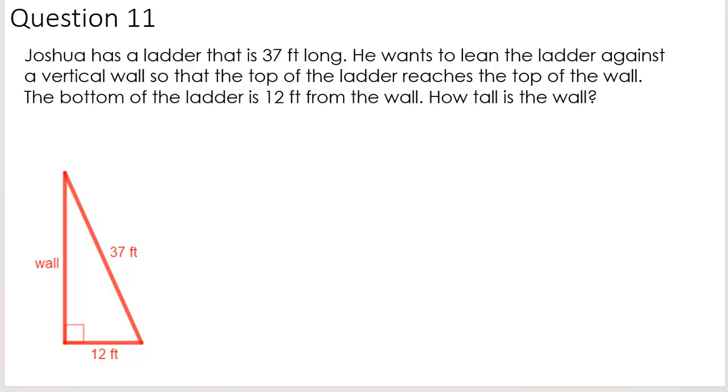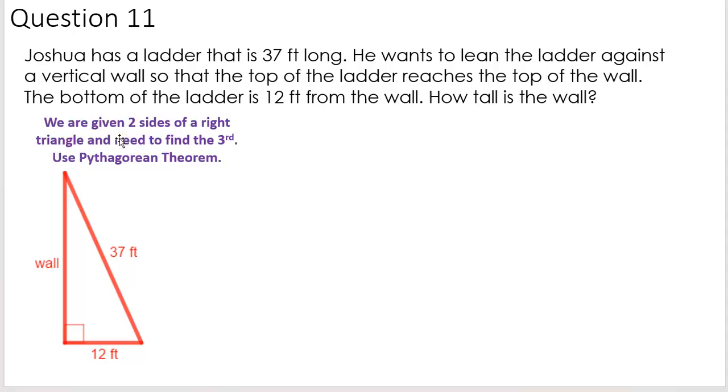You're given one angle, it's 90 degrees. You're given two sides. You need to find that third side. Okay, so when we're given two sides of a right triangle and need to find the third, we're going to use that Pythagorean theorem. So we got a squared plus b squared equals c squared.